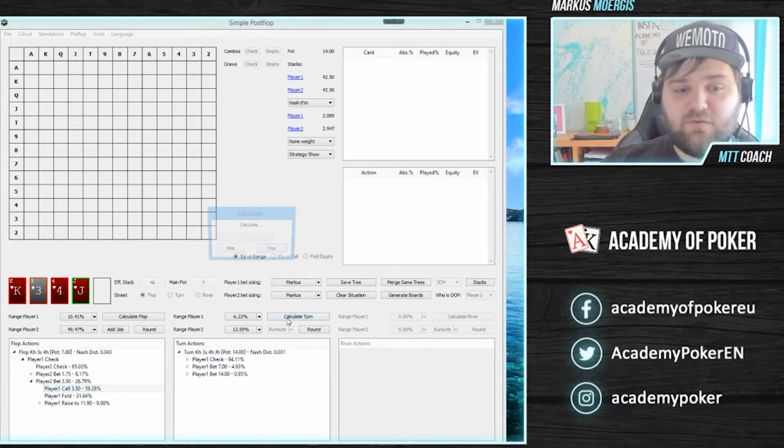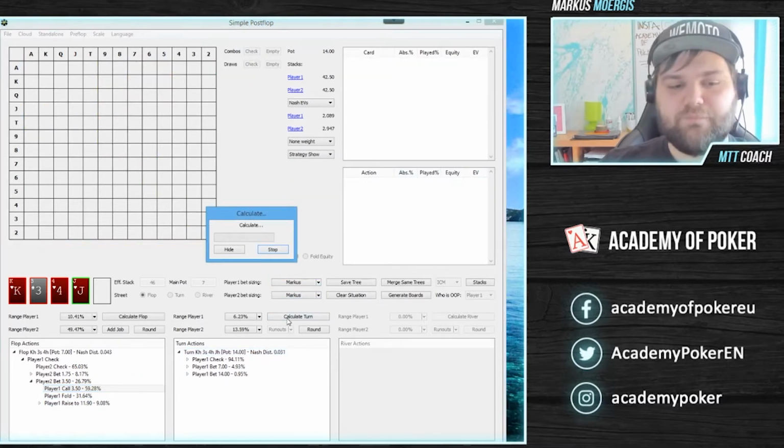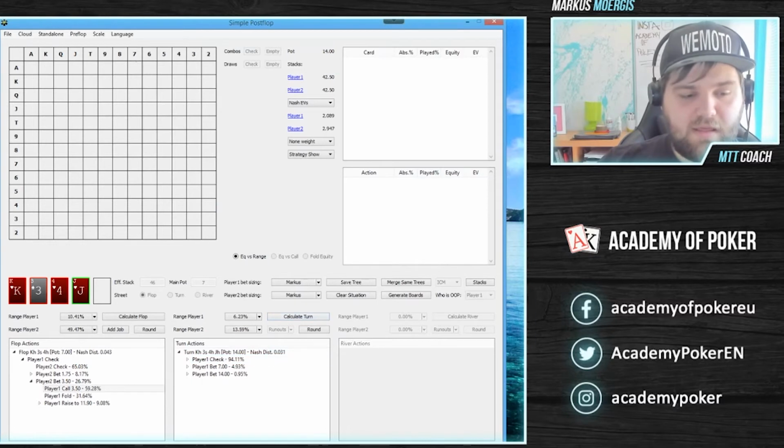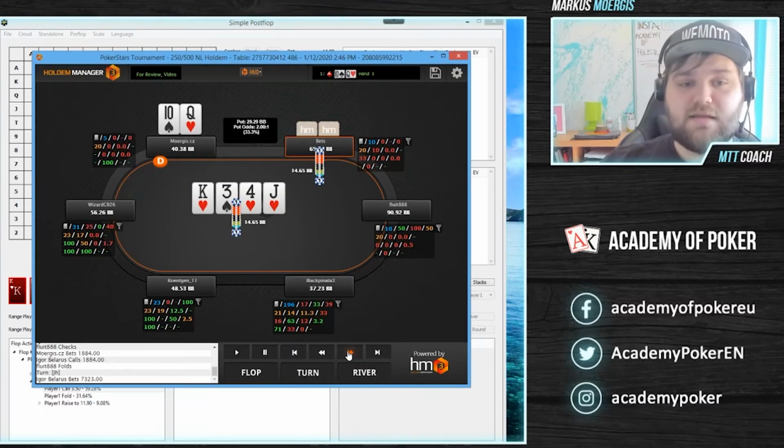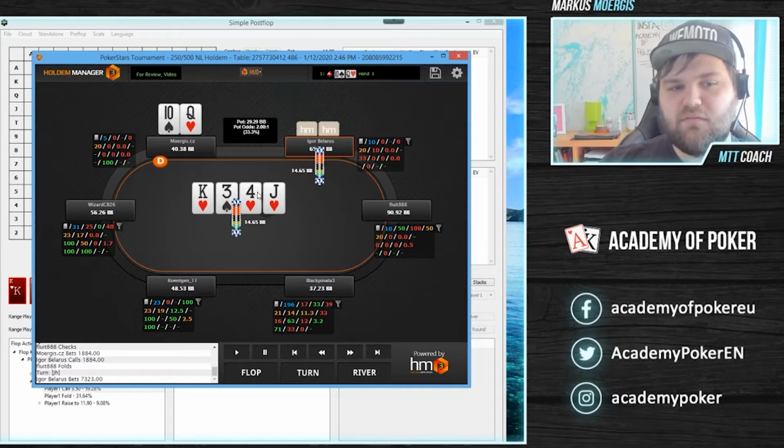Let's jump into the turn, calculate it quickly. And so now the thing is that he leads out for pot. So you see roughly 15 bigs in the middle. He leads out for exactly pot. I'm sitting on roughly 1.5 times pot here.